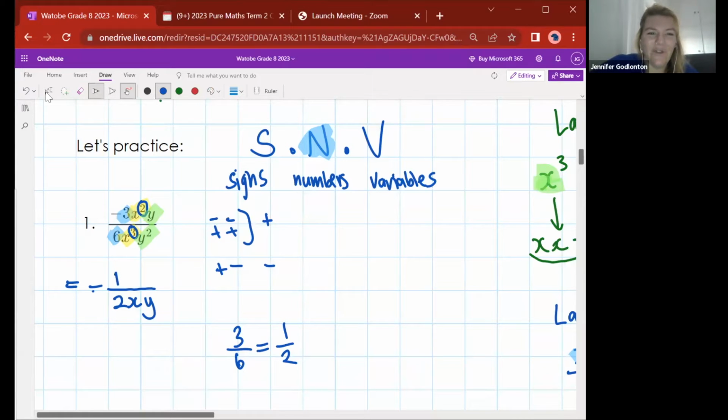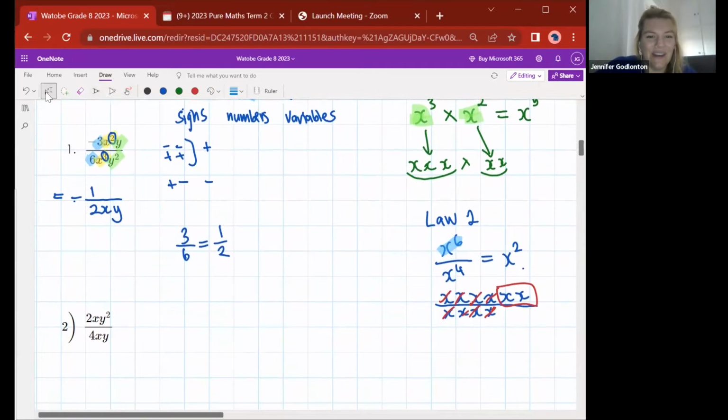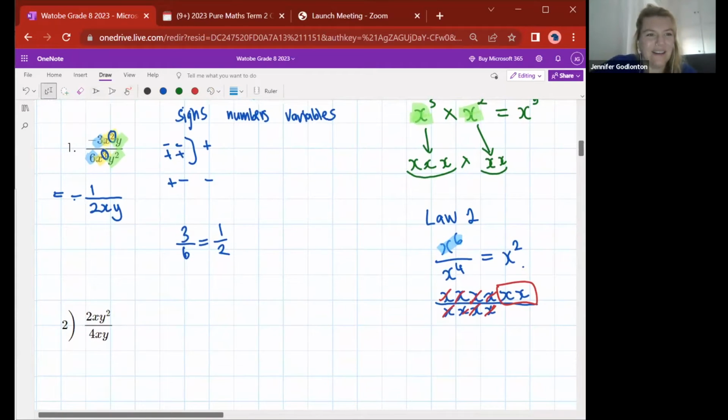Let's give the next one a go. All right. So now we've got 2xy squared over 4xy. So we don't need to worry about our signs because they're both positive. So our answer is going to be positive. So you're going to be looking at your numbers and then looking at your variables. So look at your numbers and then your variables.